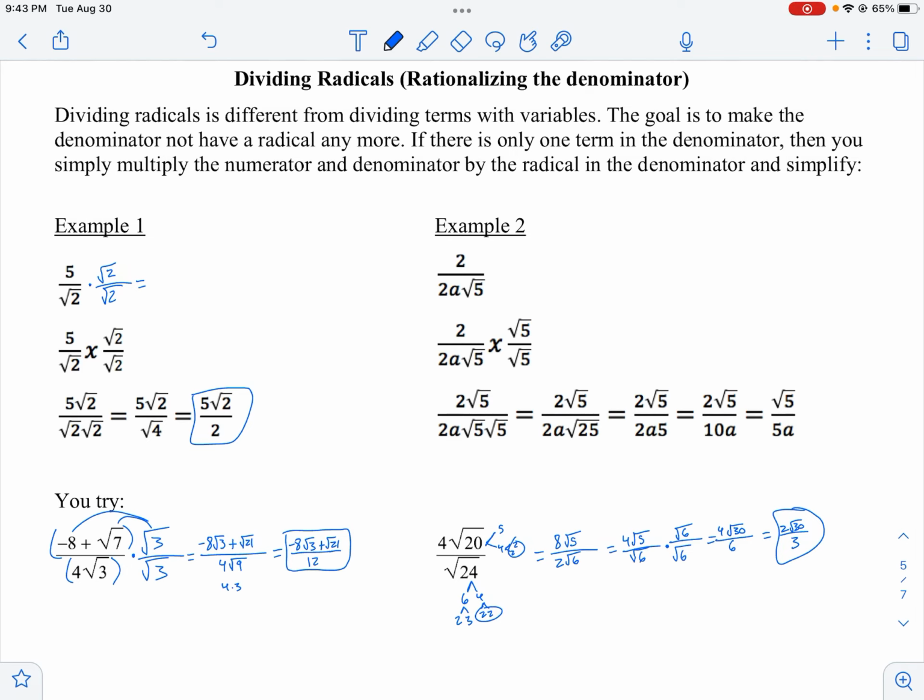That's rationalizing the denominator, how to divide radical numbers. Kind of a long lesson, but there you go. That's the process. Good luck on your assignment. May the force be with you.